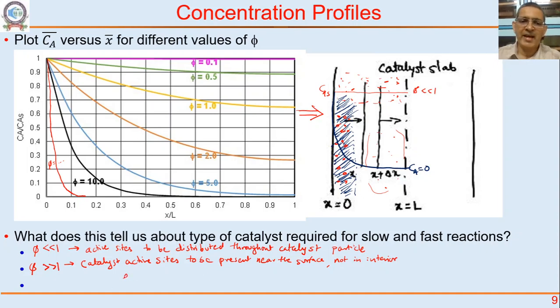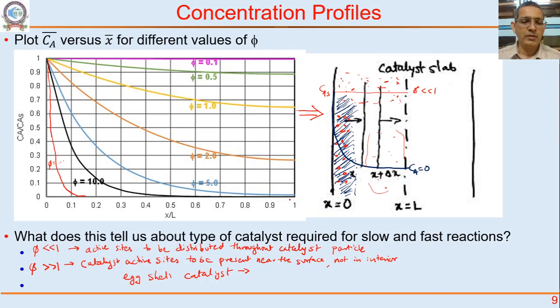These are called eggshell catalysts. Like the shell of an egg is a hard material, we want the active part of the catalyst, say platinum or palladium, to be present only on the outer part of the catalyst, a small skin layer on the outside. These are called eggshell catalysts. And that's how you can reduce the use of platinum or palladium, precious metals, and reduce the cost of the catalyst.